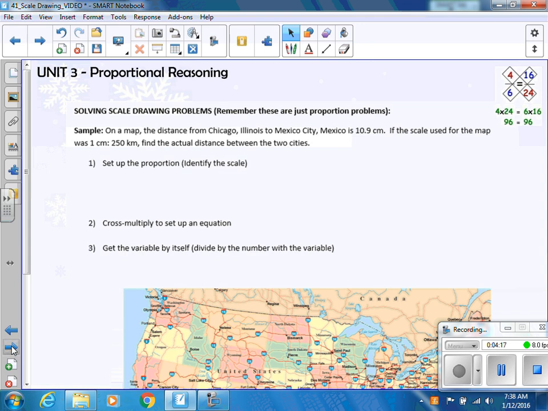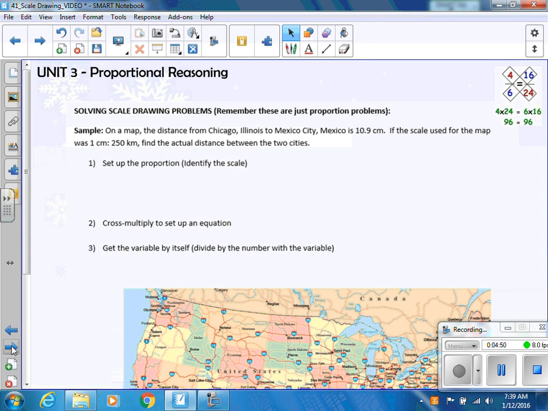So if you look at this example that we have, it says on a map, so we know it's a scale drawing, the distance from Chicago, Illinois, to Mexico City, Mexico, is only 10.9 centimeters. We know that going from Chicago up by Canada, the Great Lakes, and down to Mexico City in Central America, that's a long distance. So if we look, the scale that they used was 1 centimeter equals 250 kilometers, and they want you to find the actual distance between the two cities.